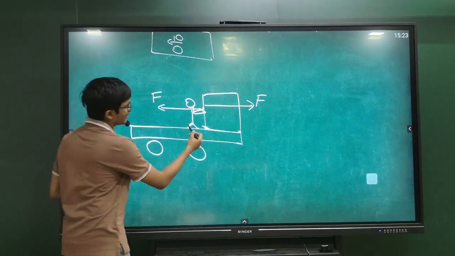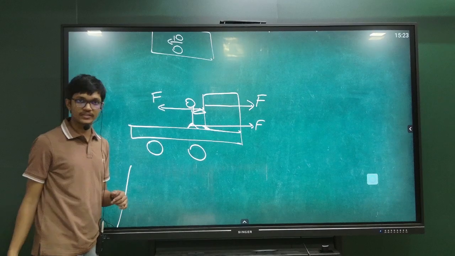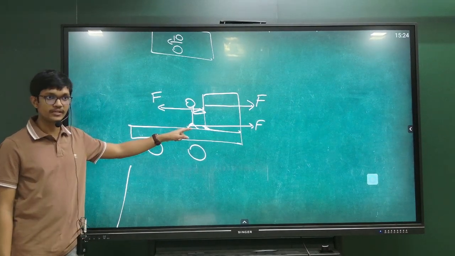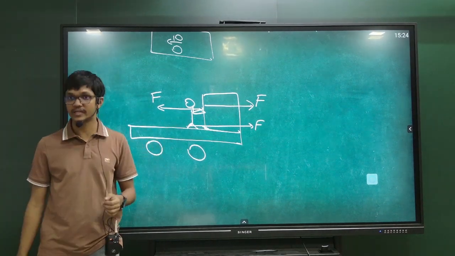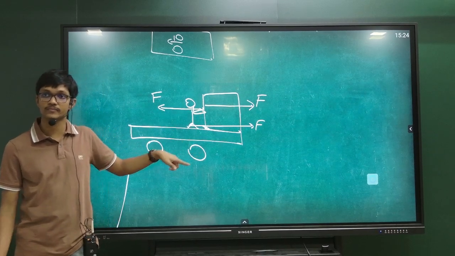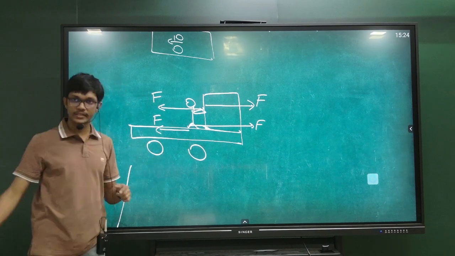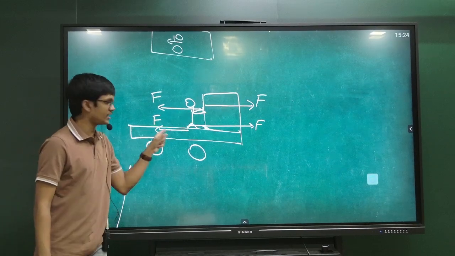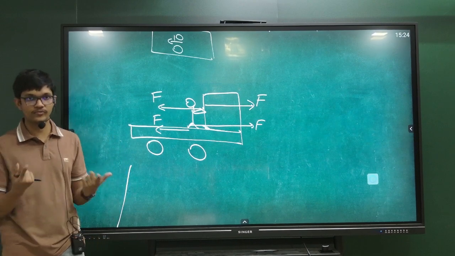It's stopped by the friction again. The friction appearing here stops this person from moving. Then where can you find the reaction of this friction? It's on the truck. So now consider all the forces on the truck. F and F, what happens? They cancel out. So there is no resultant force on the truck.